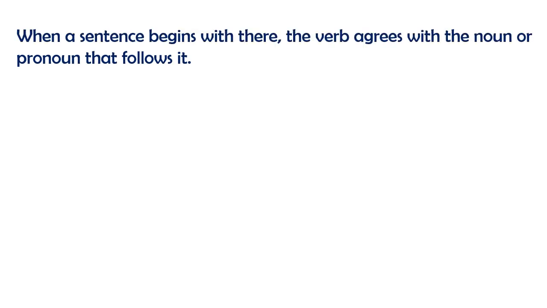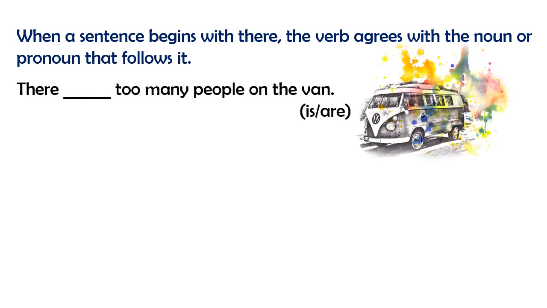Some sentences begin with the word there. In such cases, the verb should agree with the noun or pronoun that follows it. Look at the following example. There dash too many people on the van. Since this sentence begins with the word there, we have to look for the noun or pronoun that follows. See, there are two nouns in this sentence, people and van. We have to select the noun which immediately follows the verb. It is people, plural. So we have to use the plural verb are. There are too many people on the van.